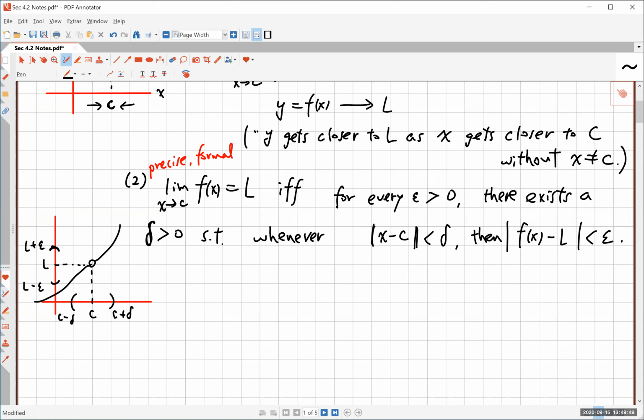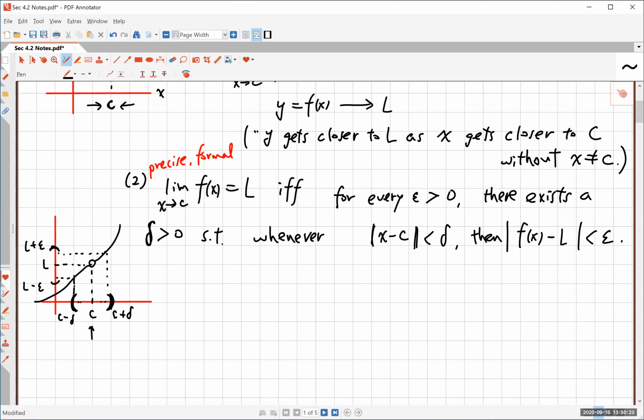Let's say you're given a very small epsilon, and the question you are asking is, can you make delta so small that as long as x is within this interval from c minus delta to c plus delta, without being actually equal to c, somewhere around here, can you guarantee that my y value will be within this reasonable tolerance between L minus epsilon and L plus epsilon?